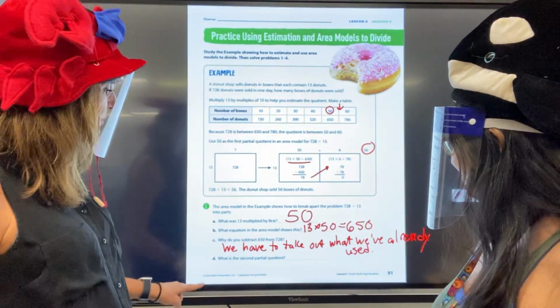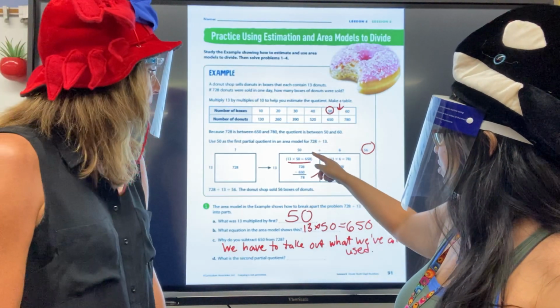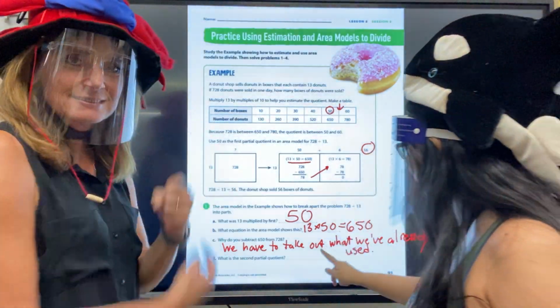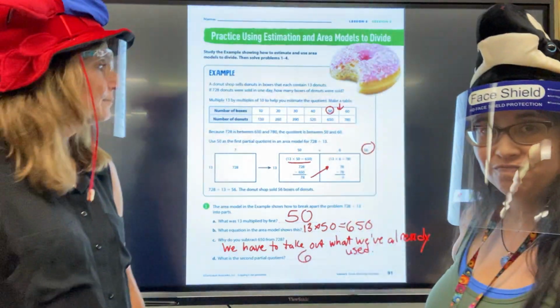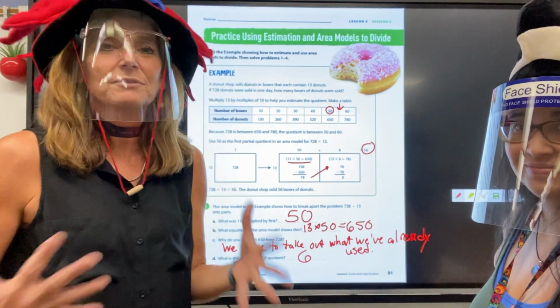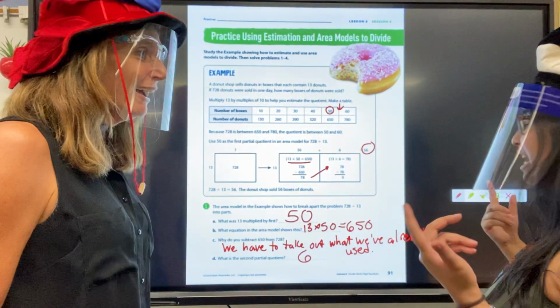All right, so then the last question said, what is the second partial quotient? Well, here's our first partial quotient of 50. That means our second one is 6. Okay. So looking at that information, we can break that down and determine some different things about it. So there we go. We did page 91. Next page already.